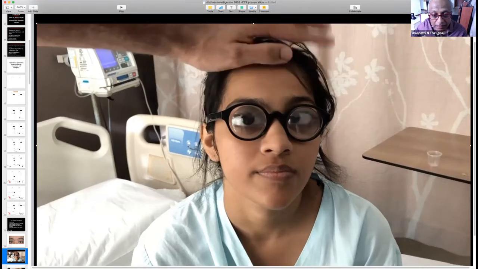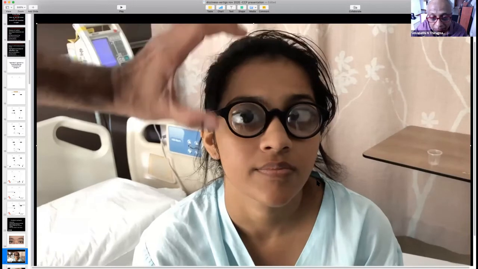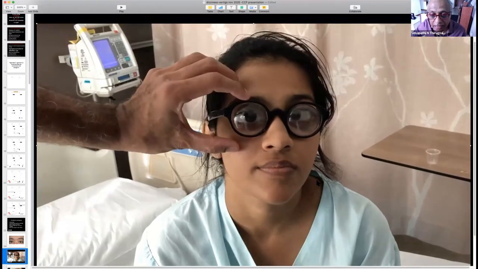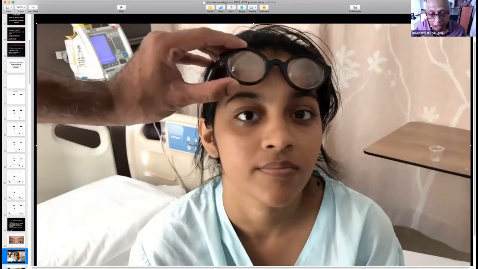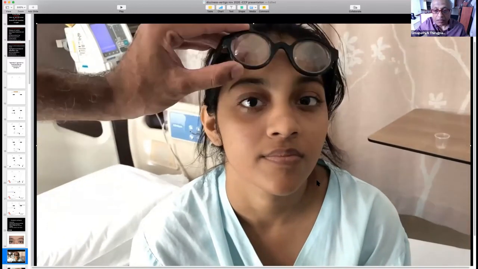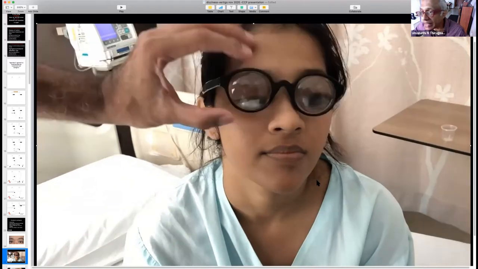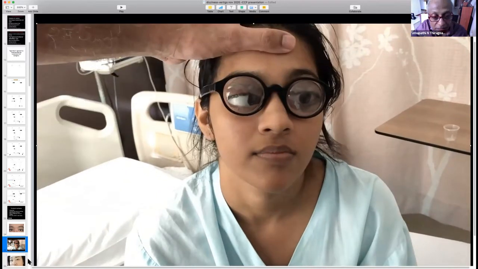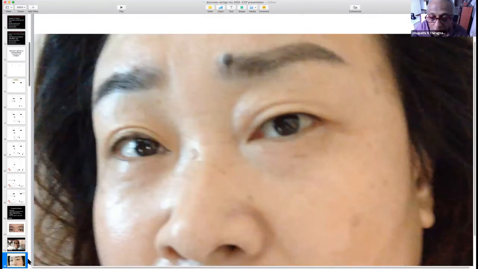Okay, without the glasses, hardly any nystagmus. With the glasses, very severe nystagmus. Without the glasses, no nystagmus. With the glasses, prominent nystagmus. So the glasses removes visual fixation and allows the nystagmus to become more obvious. This is another example. No nystagmus at all at primary position, but you put on the glasses, suddenly the nystagmus comes on. This tells you this must be peripheral because this is a Romberg sign of the eye.